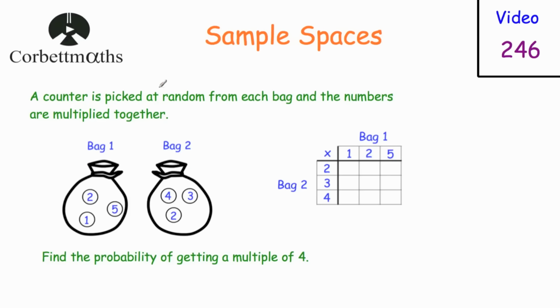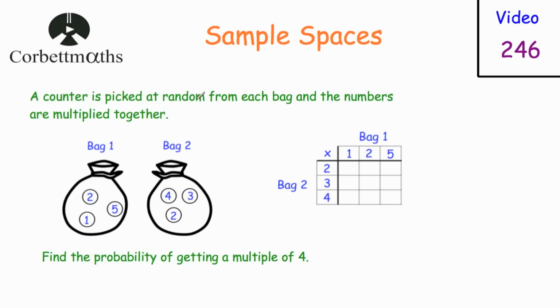Okay, so our next topic is sample spaces, and here we've got a sample space question, and it says the counter is picked at random from each bag. So we've got two bags, bag 1 and bag 2. In bag 1, the counters have the numbers 2, 1 and 5 on them, and in bag 2, the counters have the numbers 4, 3 and 2 on them.